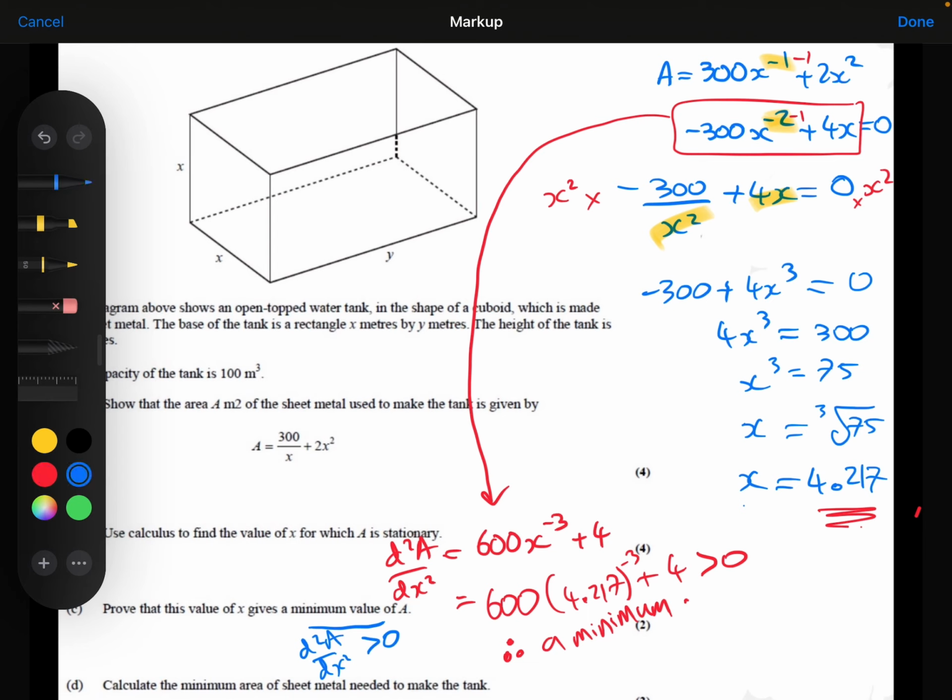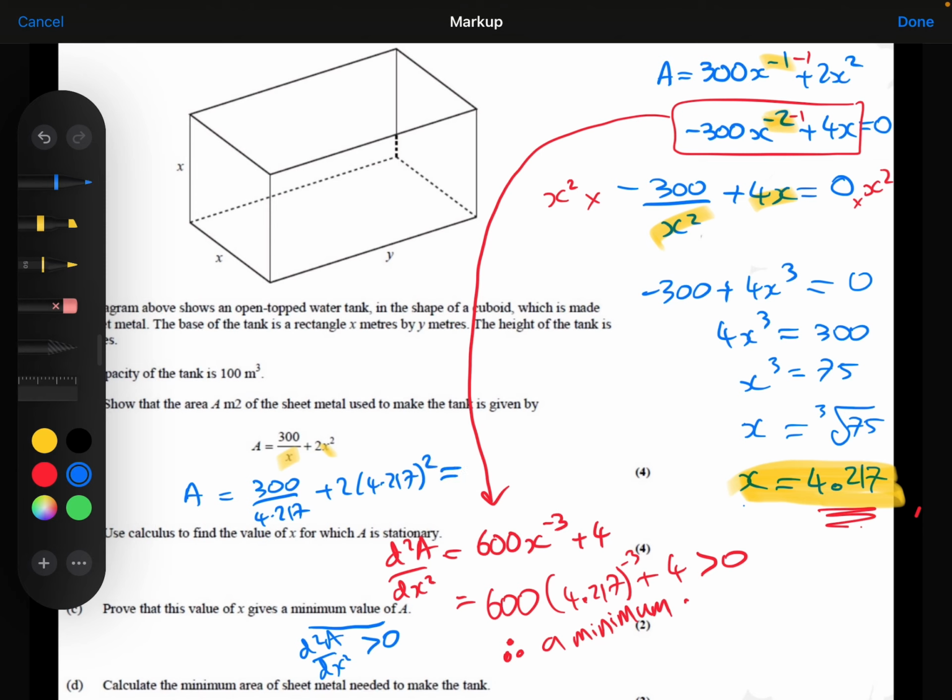Finally, part D. Calculate the minimum area of sheet metal needed to make the tank. So I've worked out the value of x that makes it a minimum. But actually, what is the minimum? How much metal will I actually need to use? Well, I can take that value of x and substitute it into my area equation here. So the area is equal to 300 over 4.217 plus 2 times 4.217 squared.